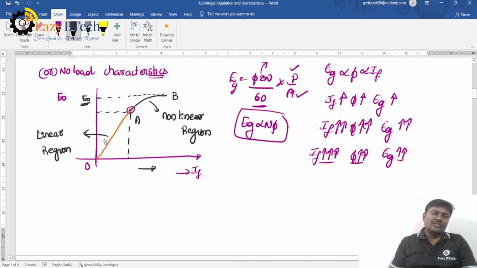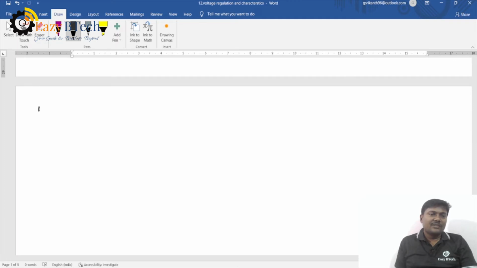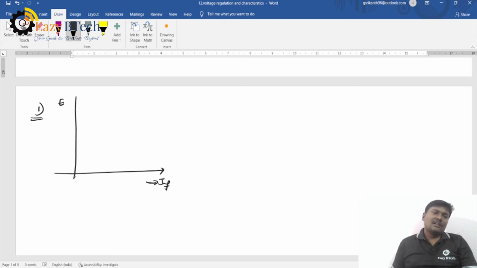This is at one speed. If you are decreasing the speed and maintaining it constant, suppose previously the speed was 1500 rpm, if you draw the curve E versus IF, this is the first curve, n equal to 1500 rpm or n equal to n1. Eg is directly proportional to n, so if n decreases, our generated EMF also decreases. That is very important.